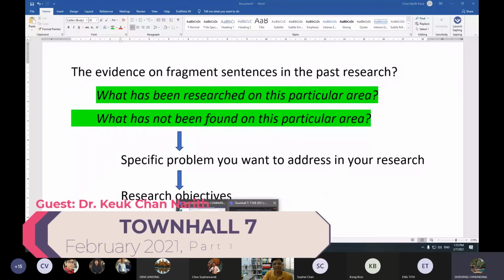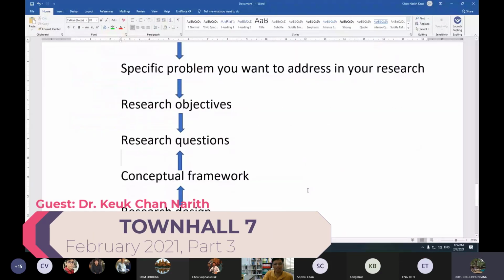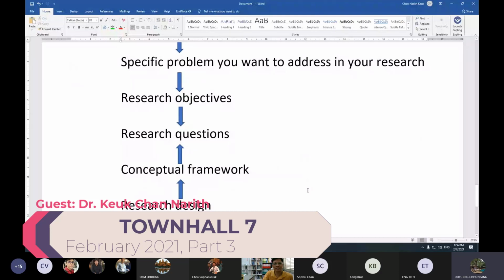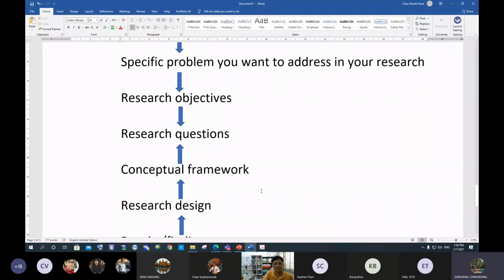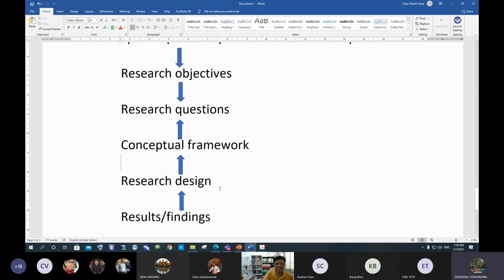Is it the arrow up, right? Yes. And the conceptual framework refers back to our literature review that we have found in the theory. Yes, that's why the arrow should be up. Right, you are right.